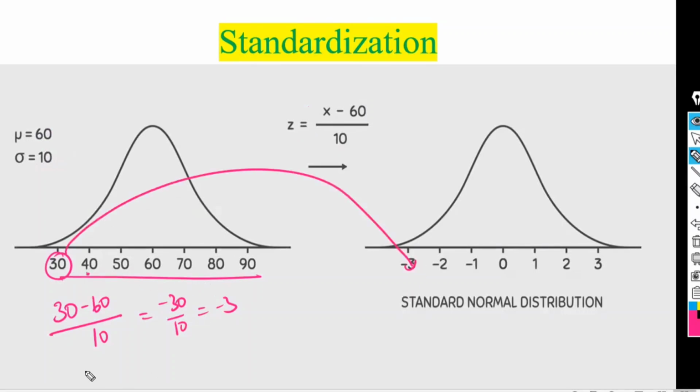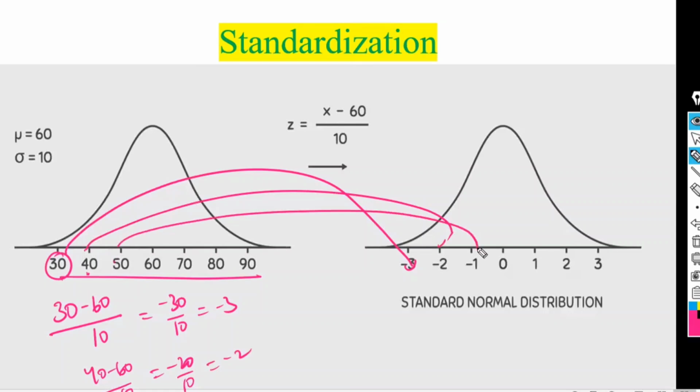Now what is this value? 40 minus 60 divided by 10, which is minus 20 by 10, minus 2. So this value is minus 2. This one with respect to minus 1, because 50 minus 60, minus 10 divided by 10, minus 1.